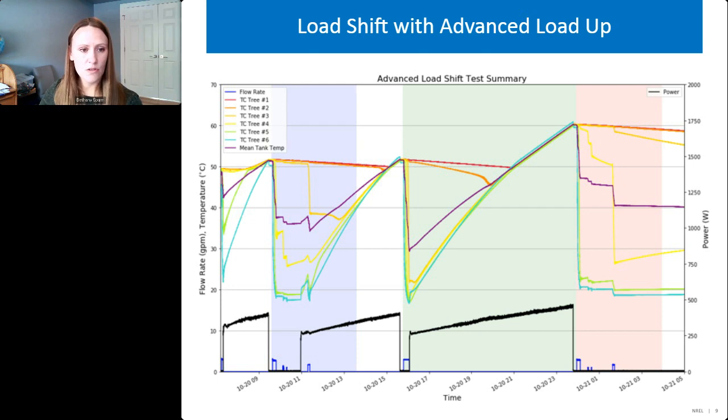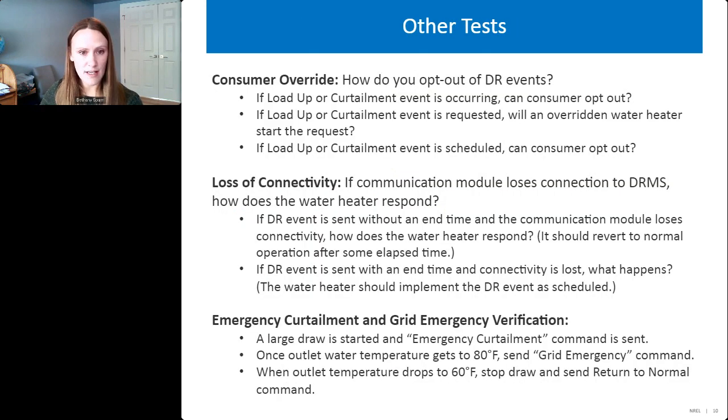Okay, so those are the two versions of the load shift test. And then there are 3 other shorter tests that are part of the test method. So the first one is around consumer override. Consumers need some way to opt out of events, and the test explores a couple of different scenarios. So if an event is already occurring, how does a consumer opt out?